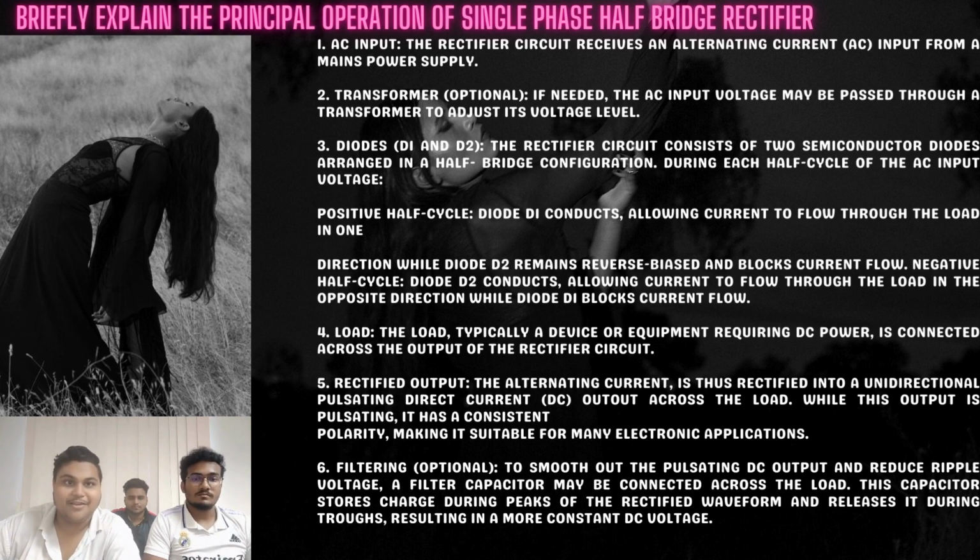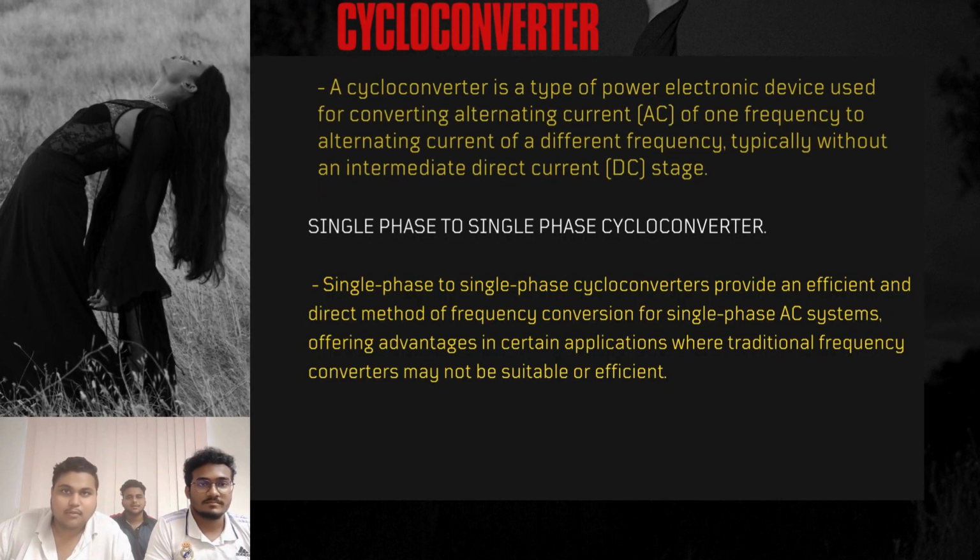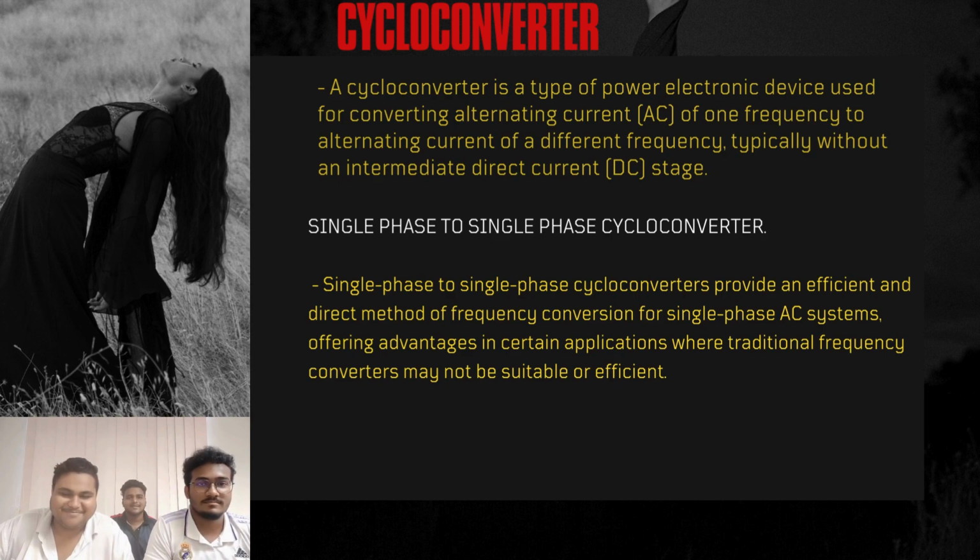Thank you. For the cycloconverter, a cycloconverter is a type of power electronic device used for converting alternating current AC of one frequency to alternating current of a different frequency, typically without an intermediate direct current DC stage. Single phase to single phase cycloconverter. A single phase to single phase cycloconverter provides an efficient and direct method of frequency conversion for single phase AC systems, offering advantages in certain applications where traditional frequency converters may not be suitable or efficient.